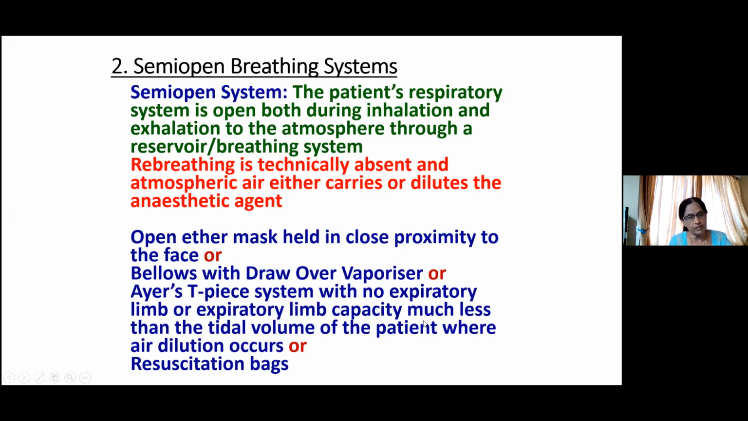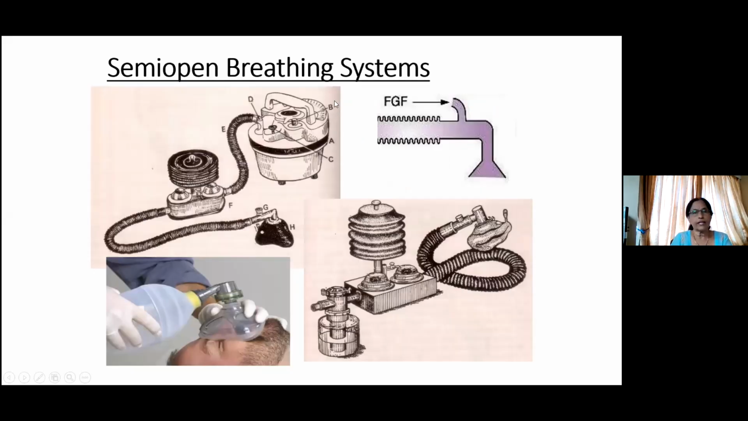where air dilution occurs. I think we all know that air dilution occurs in TPs if your flow rate is less, if your expiratory limb is of lesser capacity or there is no expiratory limb. And all the resuscitation equipment are semi-open breathing systems. Here are the examples of semi-open breathing systems. You can see ISTPs. If you remove this expiratory limb or the capacity of the expiratory limb is less than the tidal volume of the patient, then please remember it becomes semi-open only in spontaneous breathing.